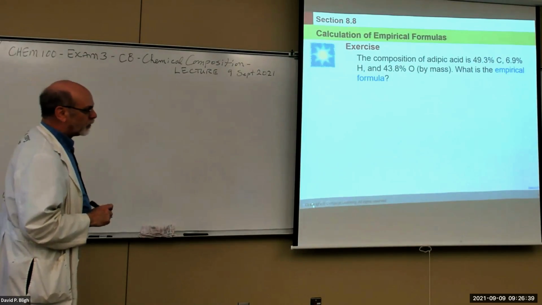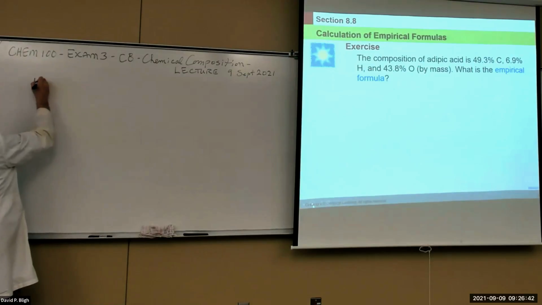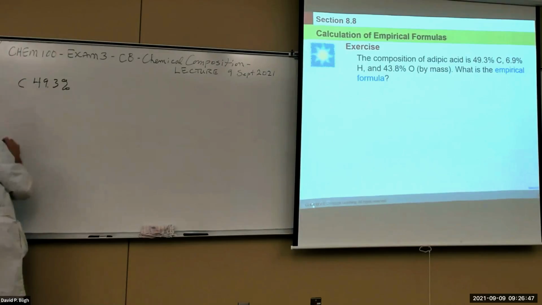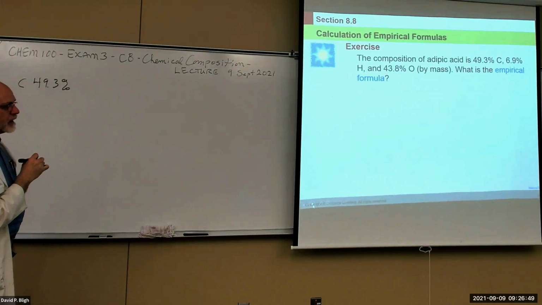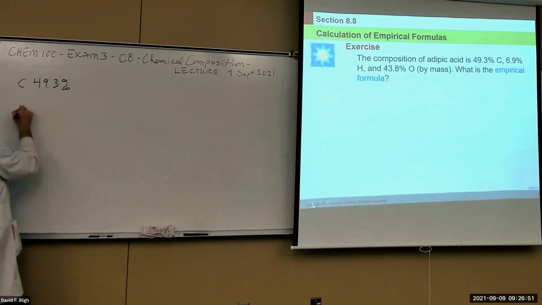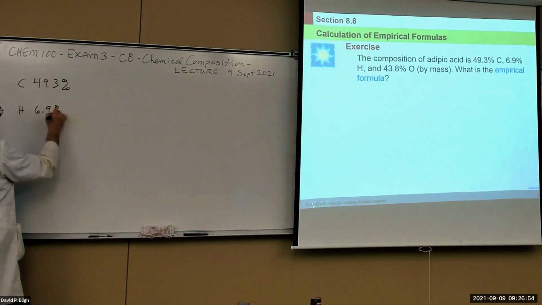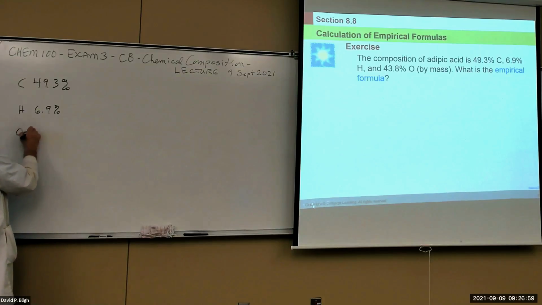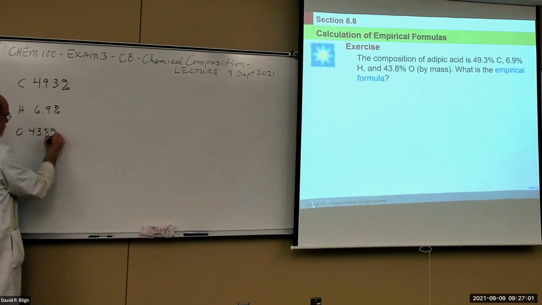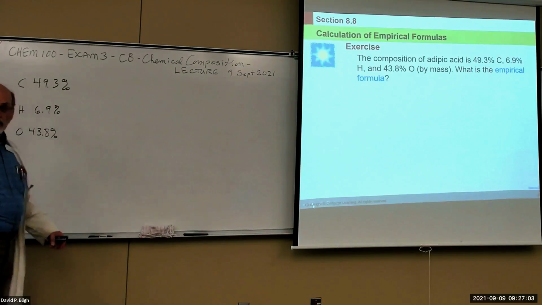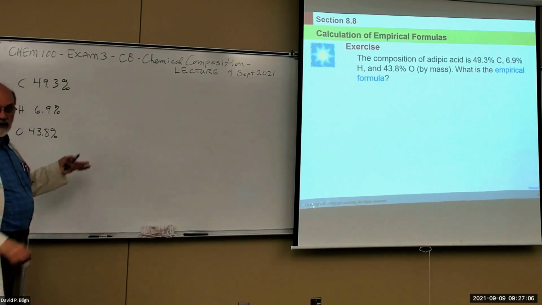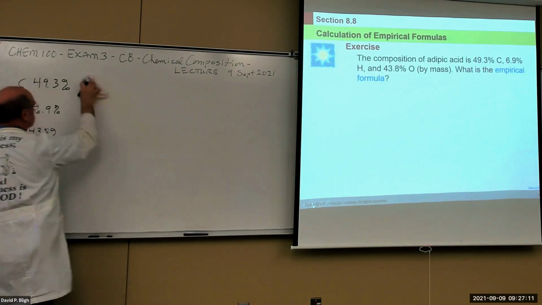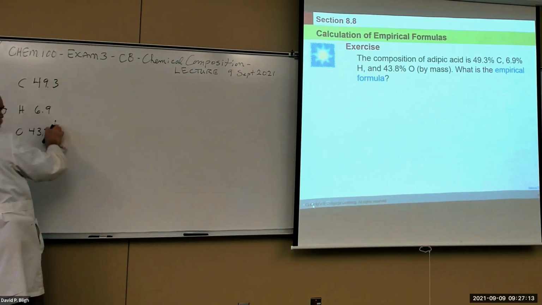Adipic acid, 49.3% carbon, 6.9% hydrogen, and 43.8% oxygen. Okay, so we know what to do. Assume you have a 100-gram sample, so 49, let's make it simple. Save time. Just convert all those to grams.